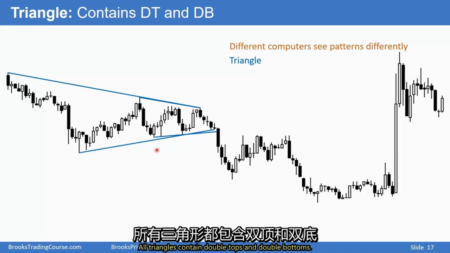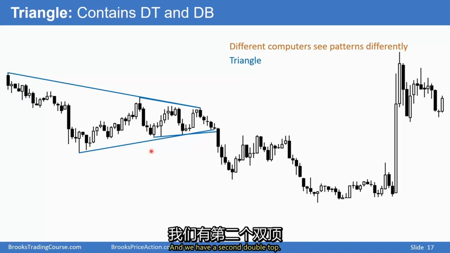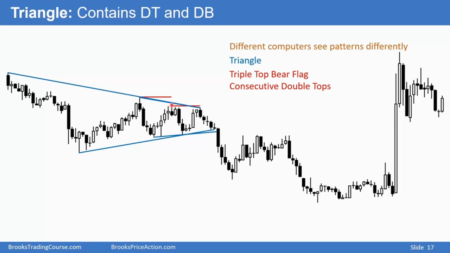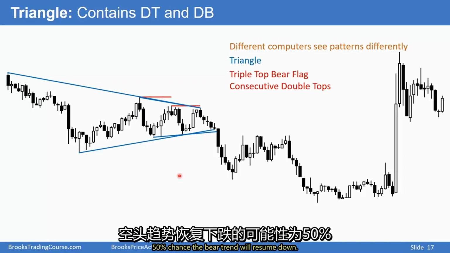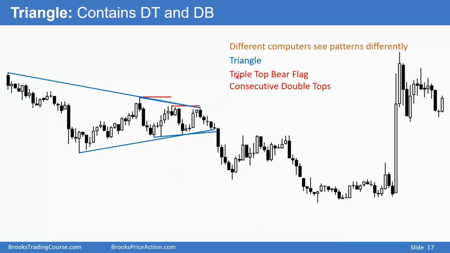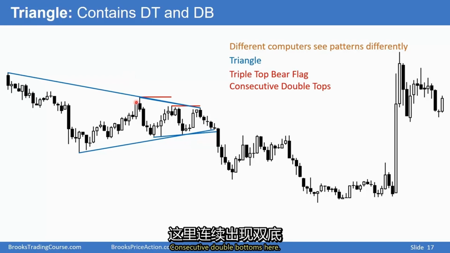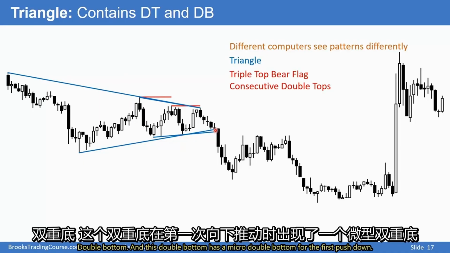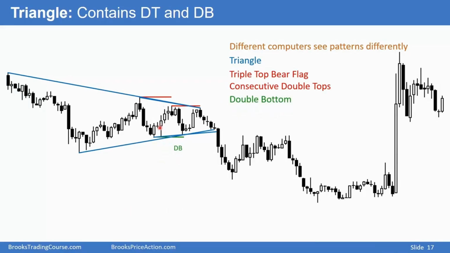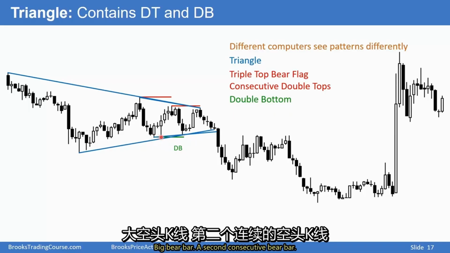All triangles contain double tops and double bottoms. We have a double top, and we have a second double top, and we have a double bottom. The market's in breakout mode. 50% chance the market will go up, 50% chance the bear trend will resume down. We have consecutive double tops here, double top, and then another double top. Consecutive double bottoms here, double bottom, and an attempt at a double bottom here, even though we never really reversed up. Double bottom, and this double bottom has a micro double bottom for the first push down.